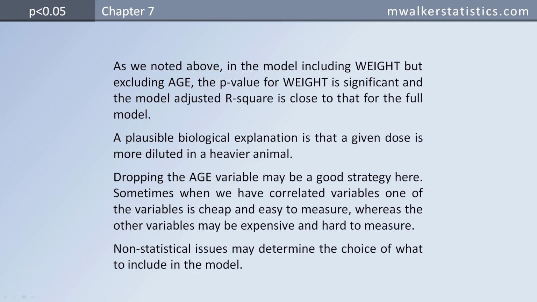As we noted above, in the model, including weight but excluding age, the p-value for weight is significant, and the model adjusted R-square is close to that for the full model. A plausible biological explanation is that a given dose is more diluted in a heavier animal. Dropping the age variable may be a good strategy here. Sometimes, when we have correlated variables, one of the variables is cheap and easy to measure, whereas the other variables may be expensive and hard to measure. Non-statistical issues may determine the choice of what to include in the model.